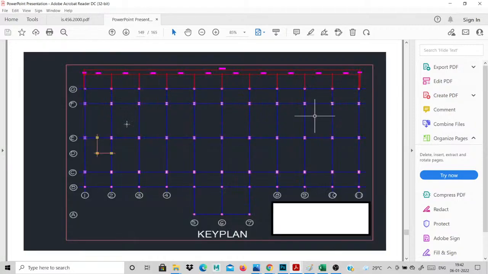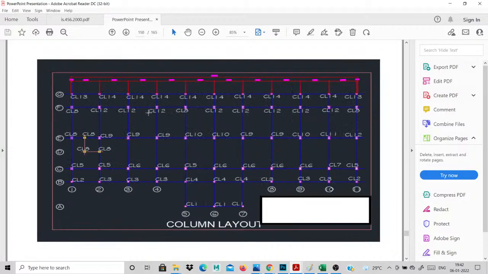First of all, you will create this key plan. This is our key plan. You create the columns and beams. These are the grid lines 1, 2, 3, 4, 5, 6. You mark the dimensions also. First, you will create the key plan for your building. This is the first step.